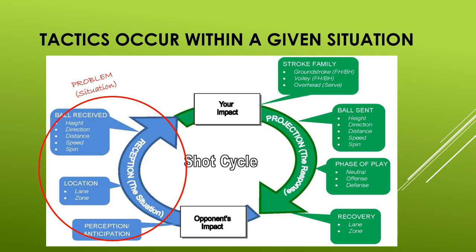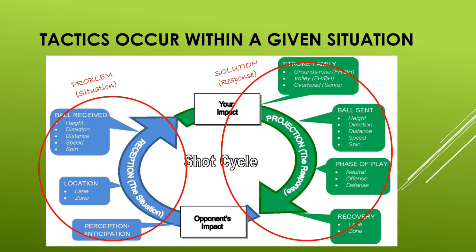It includes the ball received, the location of the players, and the perception or the anticipation that can occur. The second half is the response to the situation. This is where the player solves the problem by responding with their projection of the ball. It includes which stroke they use, but also the characteristics of the ball sent and the phase of play. In other words, if the shot is neutral or offense or defense. Finally, there's a recovery before the entire cycle repeats again for the next shot.